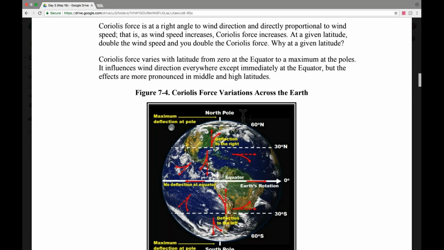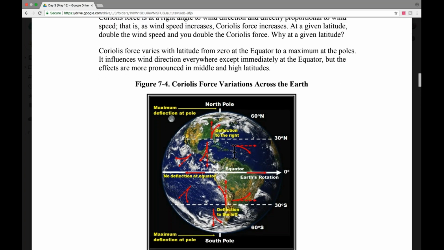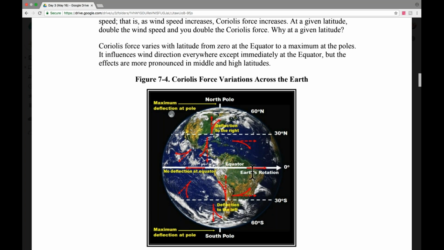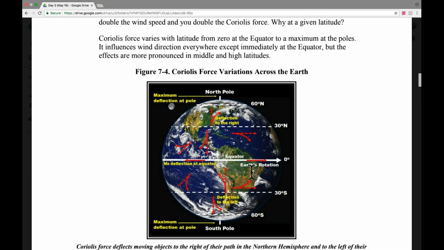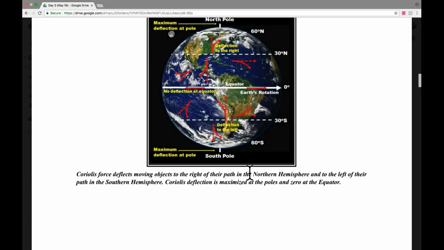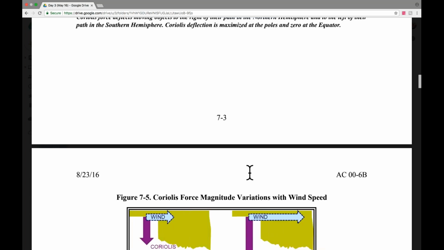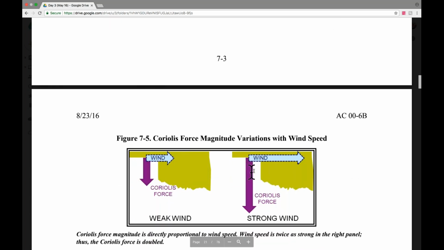So this graph just kind of shows you the different effects of the Coriolis force at different directions, different latitudes. Kind of interesting, right? So as you can tell, kind of different from the pressure gradient force.